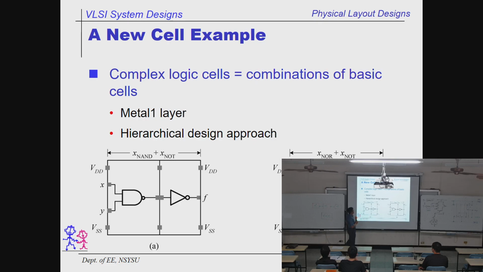That's for the OR gate. So the complicated logic gate cells are equivalent to a combination of basic cells. All you have to do for the polishing is the metal one layer. That's all. And this kind of design is called the hierarchical design approach, right? So first thing first, you have to have the fundamental cells for your design, for your project. All right, this is the cell concept.